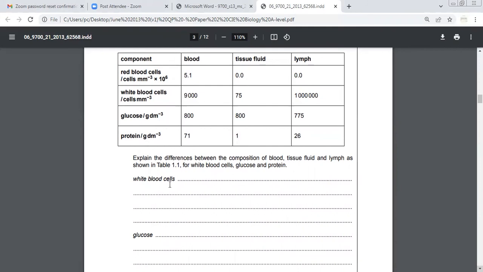First of all the WBCs, that is white blood cells. If we study the WBCs, the highest ratio is present in the lymph because they are synthesized in the lymph nodes or lymphatic vessels and run inside the lymphatic vessels.